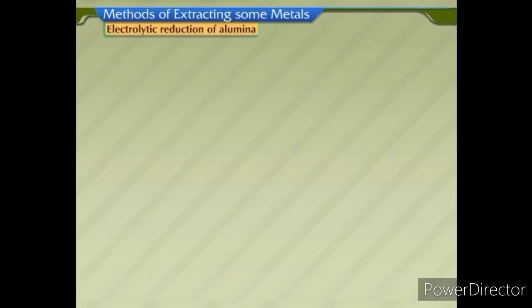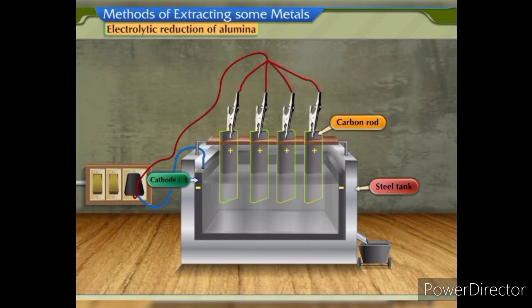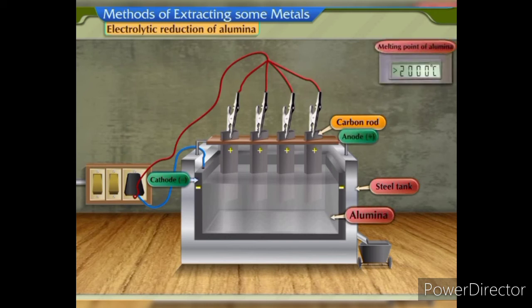Electrolytic reduction of alumina. Electrolytic reduction or electrolysis is carried out in a large steel tank which has a graphite lining on the inner side. This lining acts as the cathode. There is a set of carbon rods or graphite rods dipped in the molten electrolyte, that is, alumina, which act as anode. Pure alumina has a high melting point which is greater than 2000 degrees centigrade.